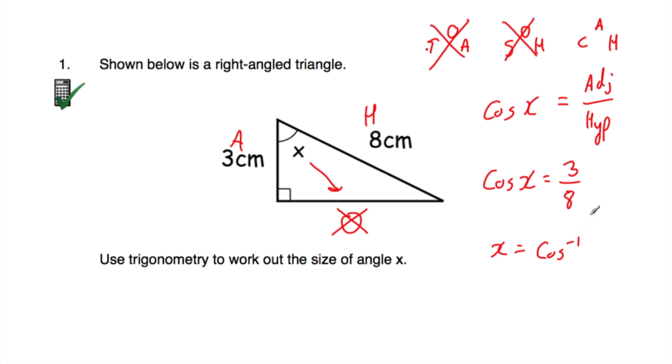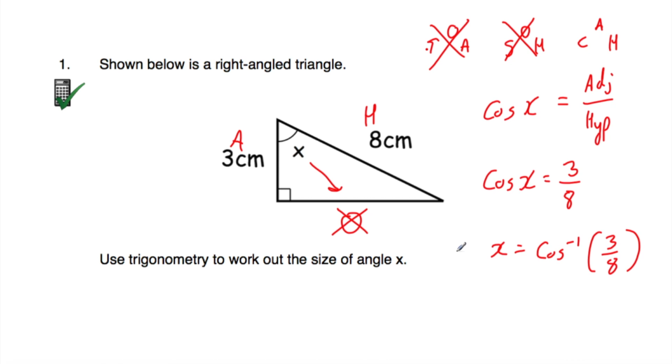That's the inverse of cos. And then it'll open up brackets and we'll type in our 3/8 and then close brackets. And if on our calculator we press shift cos and type in 3/8 and close brackets and press equals, it'll give us the size of this angle. And whenever we do that, we get an answer.